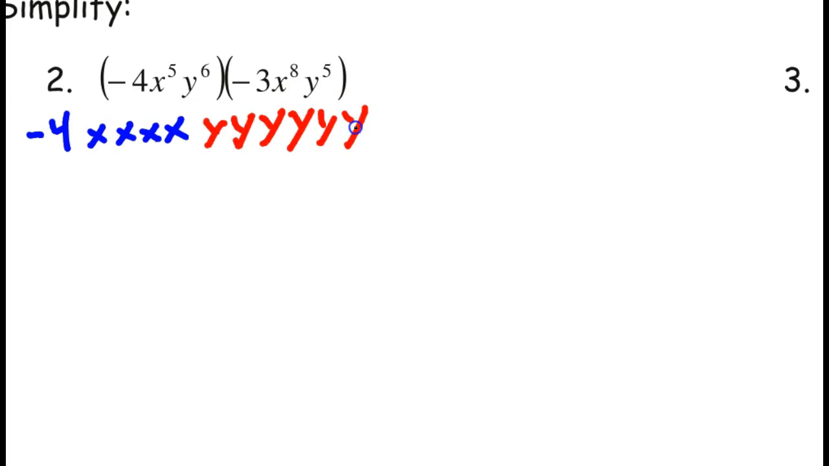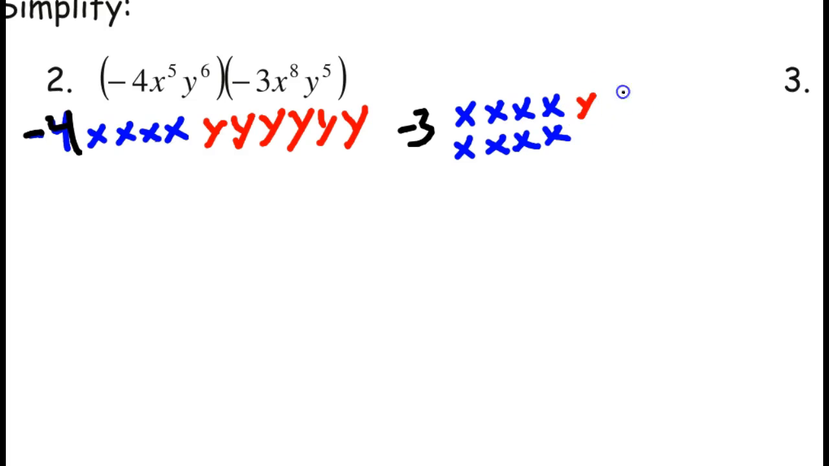4, 5, 6, right? And then let's make those black. And then we have times negative 3, and then we have 8 x's. Right? I'm just going to write these 1, 2, 3, 4, 5, 6, 7, and 8, and 5 y's. 1, 2, 3, 4, 5. So what numbers do we have total? Well, negative 4 times negative 3 is just positive 12.